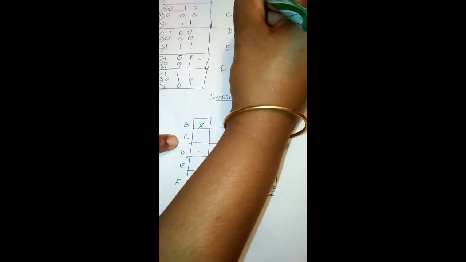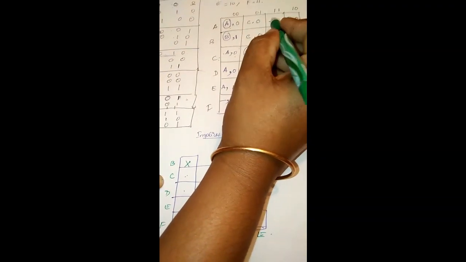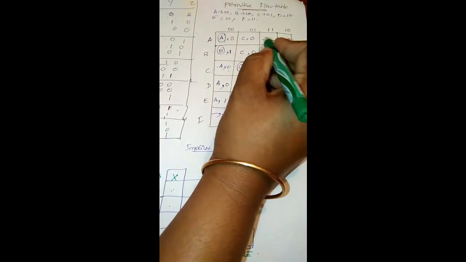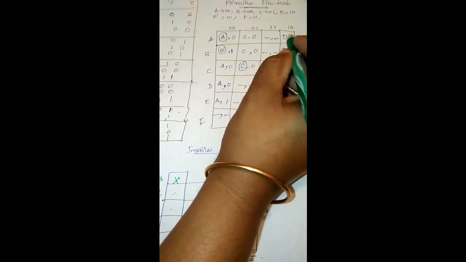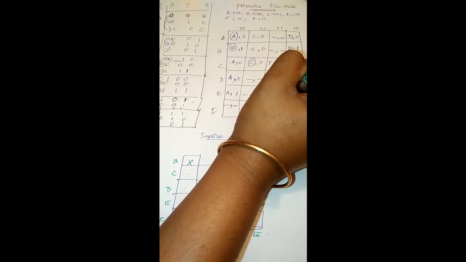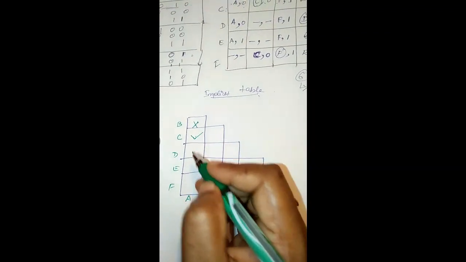If you compare A and C, you can see you have the same variables, A comma 0 with A comma 0, C comma 0 with C comma 0, and here you have a dash. This dash is considered a don't care, which you can fill with any term. Here we have F1, so this can be filled with F1, and you can consider D0 here. Again you have a dash here, which can be filled with D and 0. So A and C are alike, so I will put a tick over here.